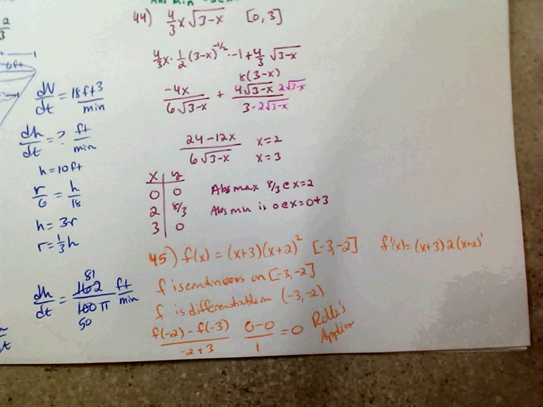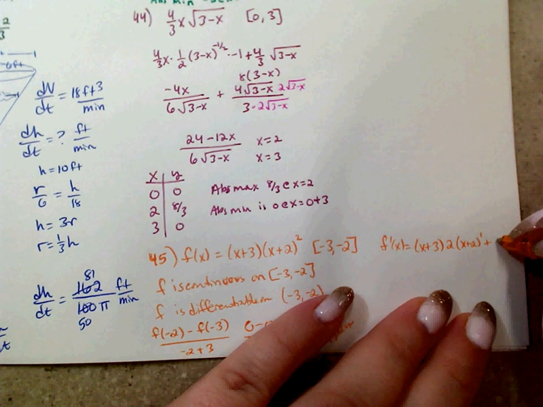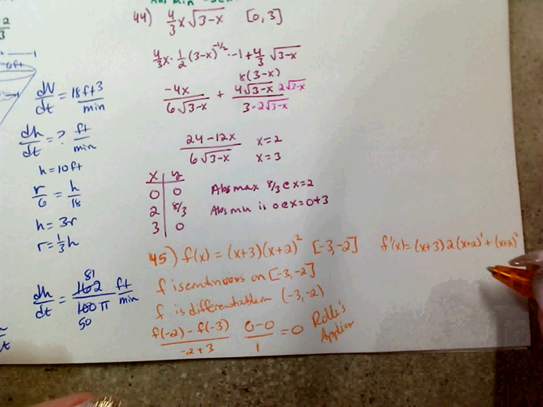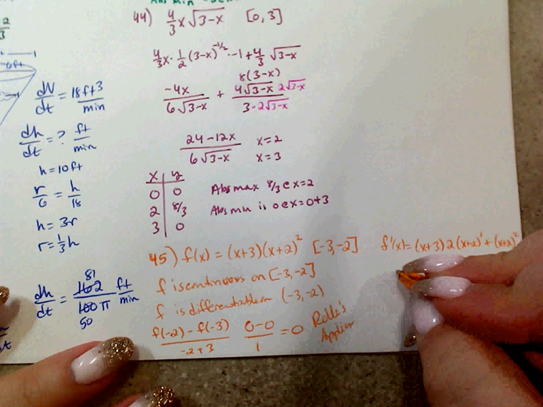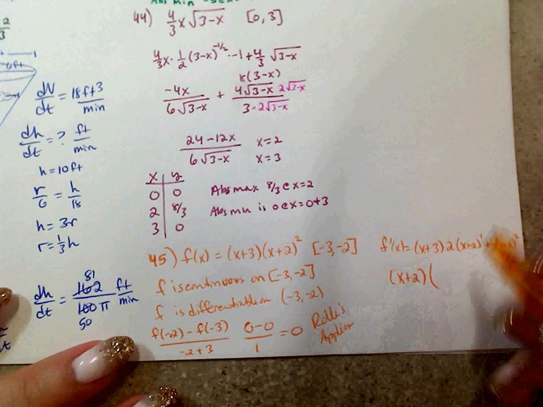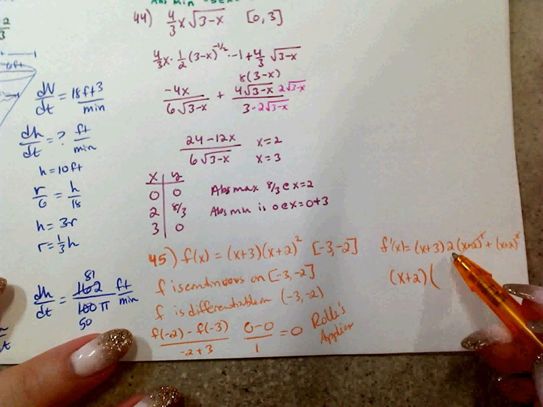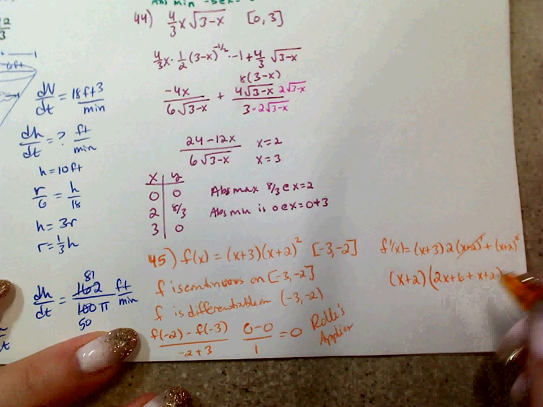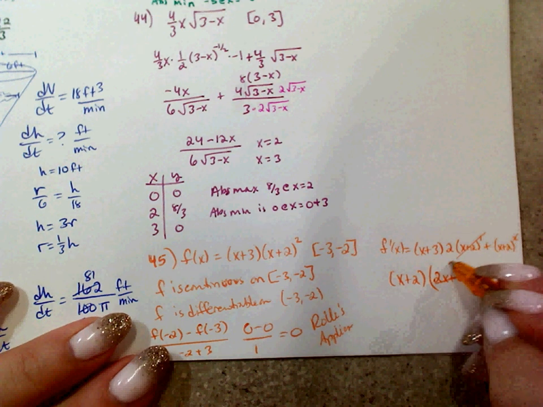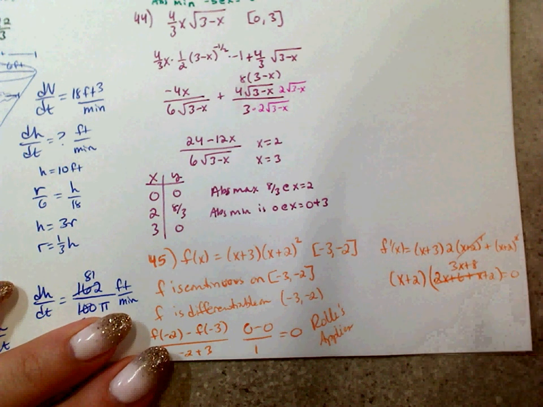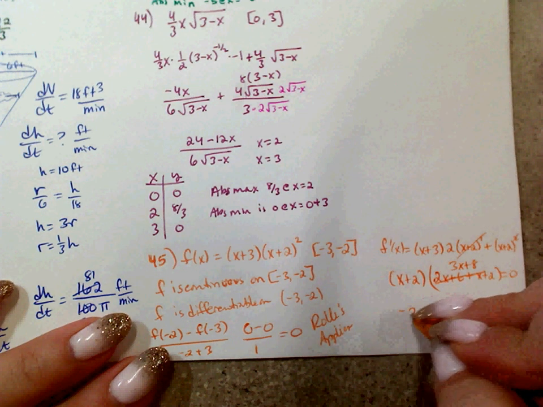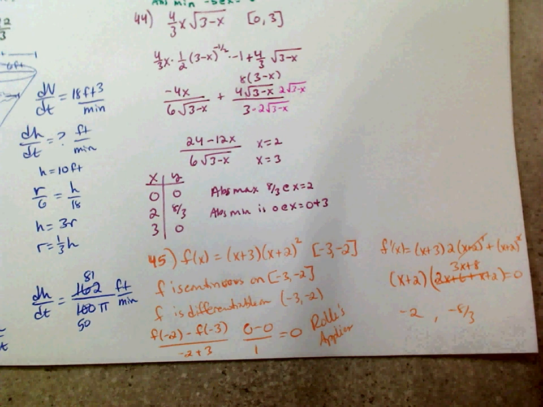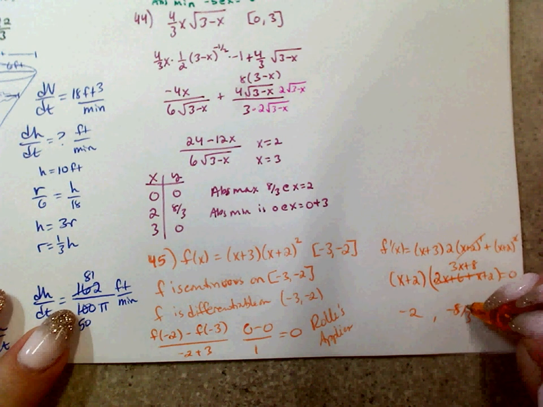Now, if I'm solving this setting equal to 0, the easiest thing is to factor out an x plus 2. So x plus 2 leaves me with 2x plus 6 plus x plus 2, which is 3x plus 8. And I want to know when that equals 0. This equals 0 at -2 and at -8/3. So -8/3 is the number in between -2 and -3, such that this works. So the answer is going to be x equals -8/3.